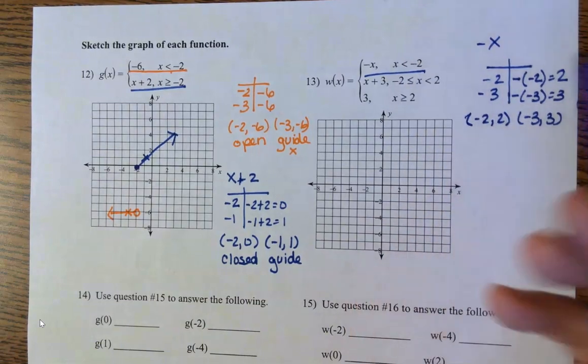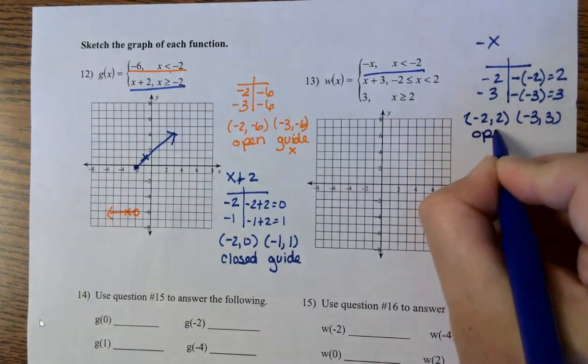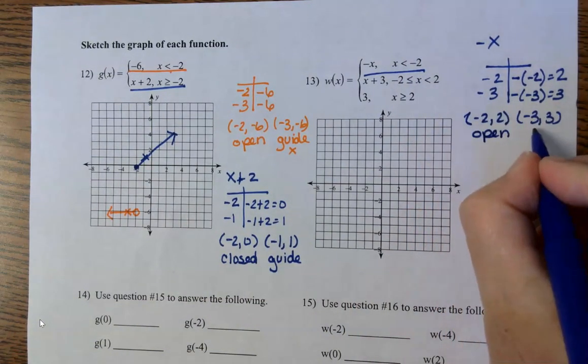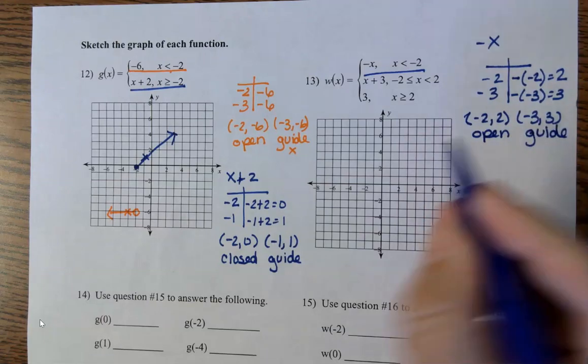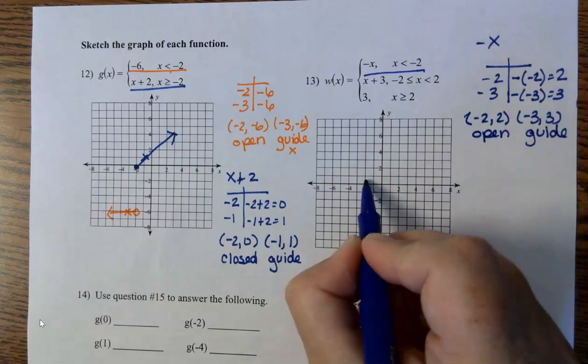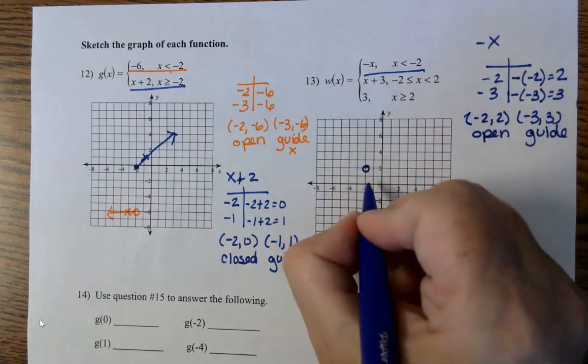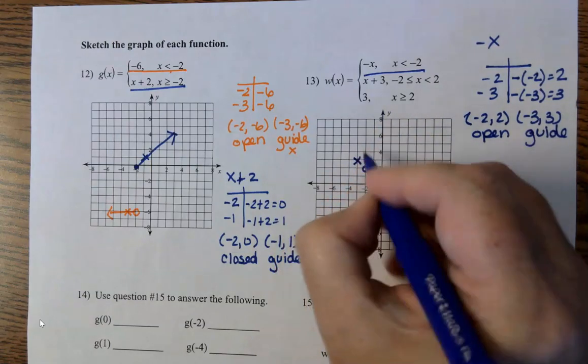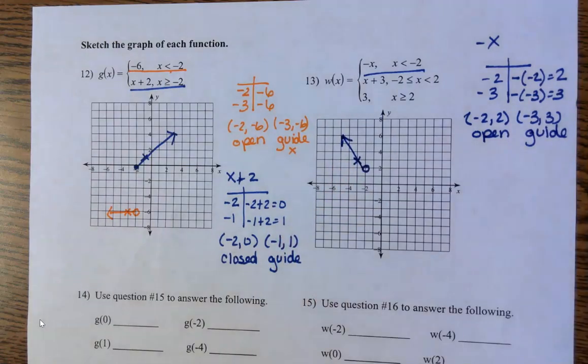No equal to bar here, so this is going to be open. And -3, 3 is a guide, so that would be an X. So -2, 2 open, -3, 3 here. Okay.